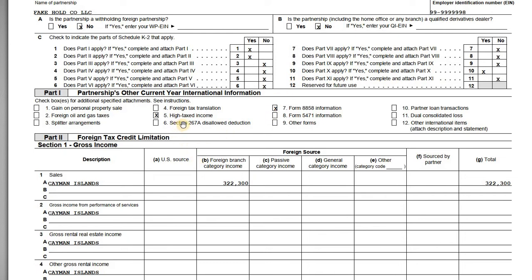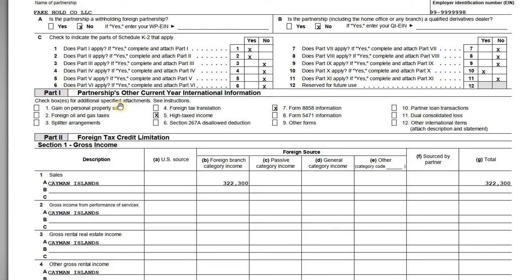So even in cases where your passive income might not be subject to foreign taxes, you still have to check box 5 and include the worksheets, even though, again, in our case, we don't have any taxes on that Cayman Islands passive income, but we still got to do it anyway.